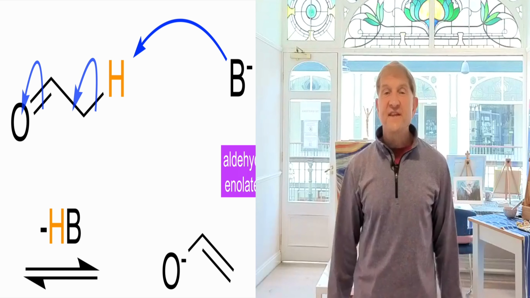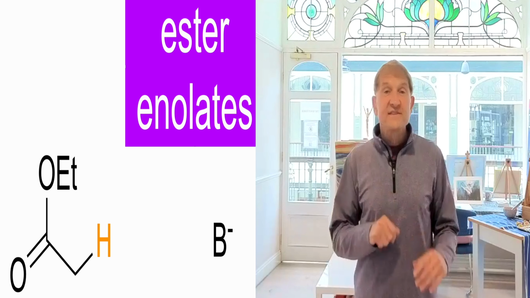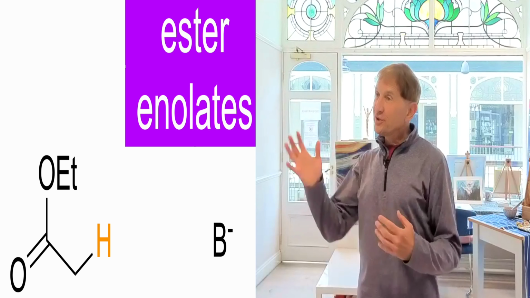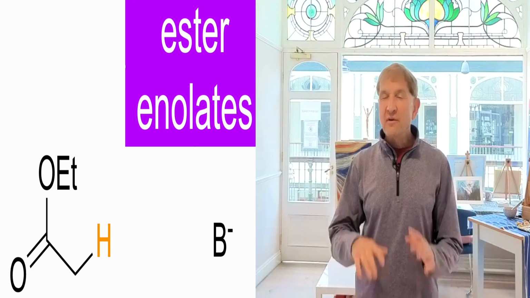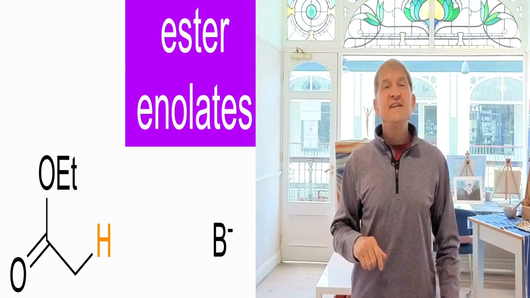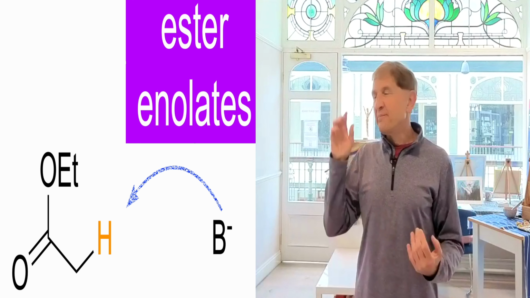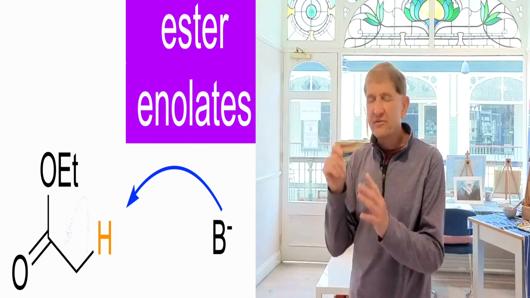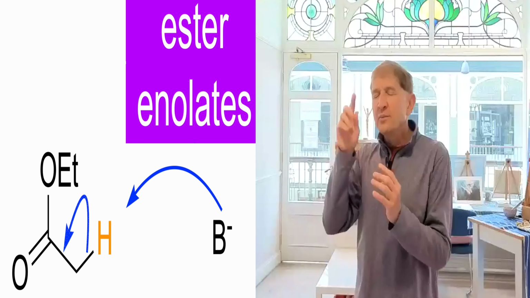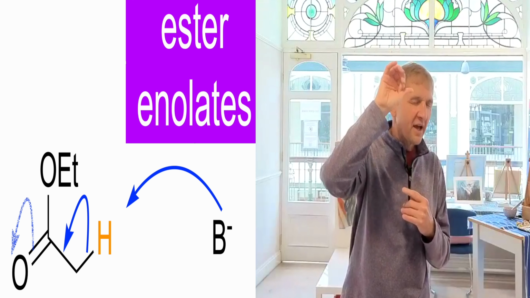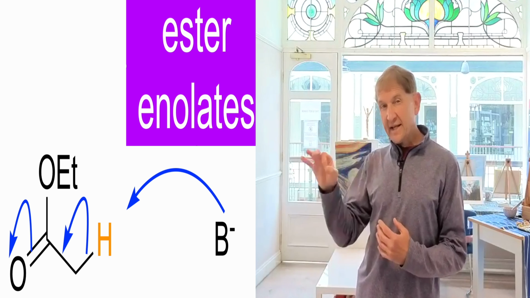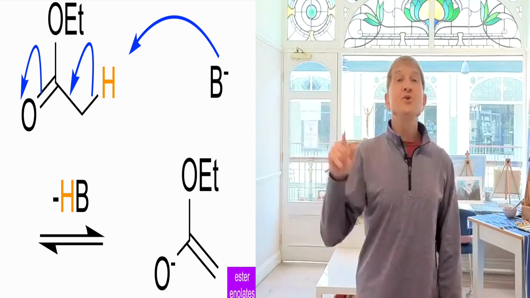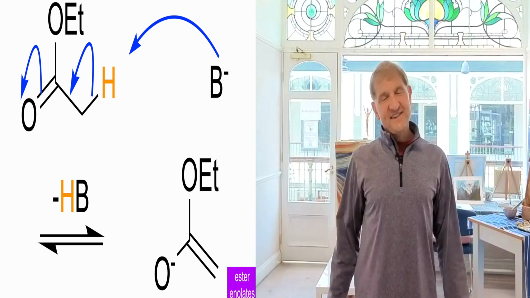To modify this diagram then for esters is very simple. We just put an OR group on the carbonyl, but the reaction flow of electrons is almost identical. Base deprotonates C alpha, forms a CC bond, puts the electrons on the oxygen of the carbonyl, changes the carbon next to the electron withdrawing group into a nucleophile. This is so easy then.